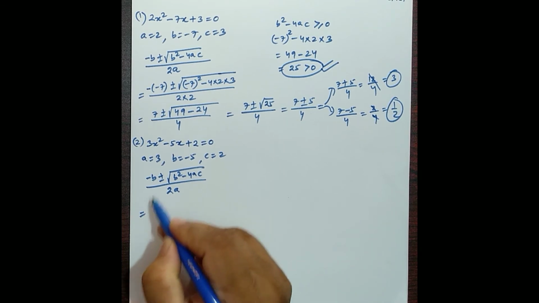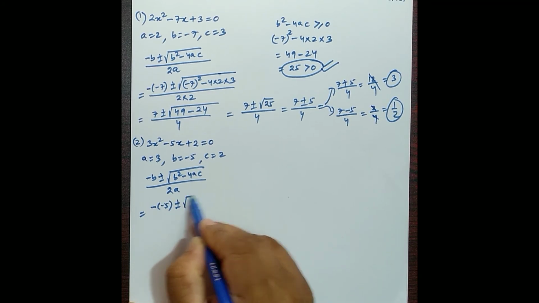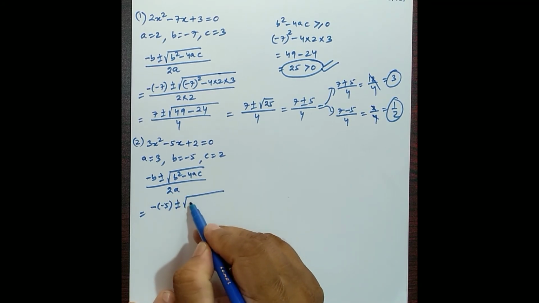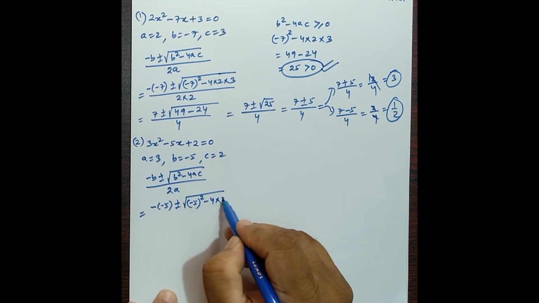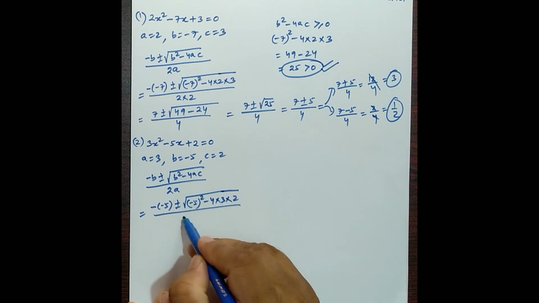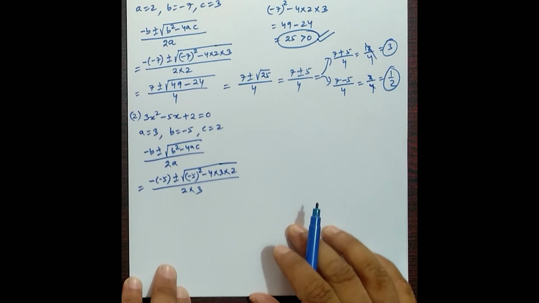So that means minus b. So what is the value of minus b? -5. Very good. Plus minus that is b square. That means here -5 whole square minus 4 into a, what is the value of a? 3. What is the value of c? 2. All divided by how much? 2a. What is the value of a? 3. Clear?